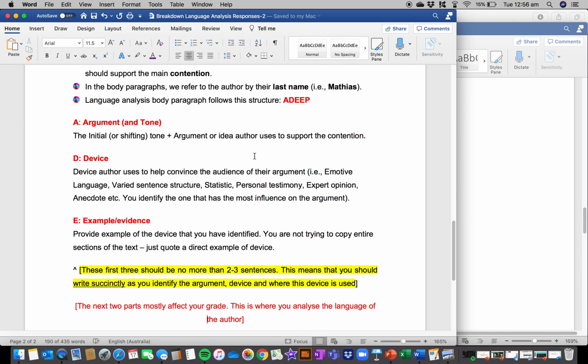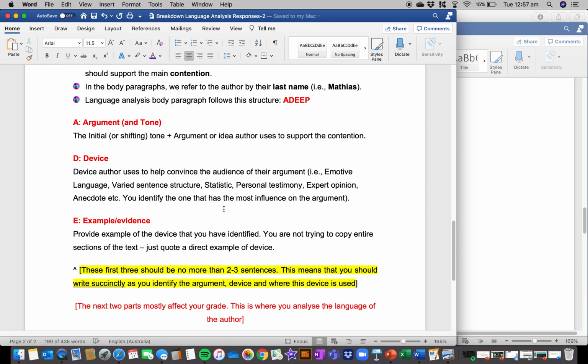So it could be an allegory or an anecdote that someone can relate to, another kind of story. So what you will need to do is identify which one has the most influence on that particular argument. There may be quite a few being used. You can feel free to mention them all, the ones that are being used, but then try to narrow it down to the one and how it is being used.